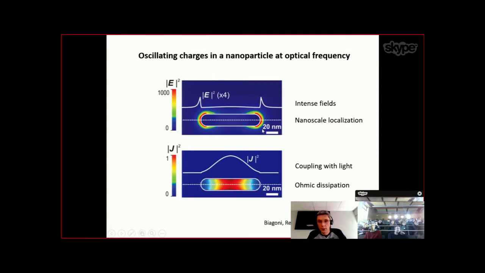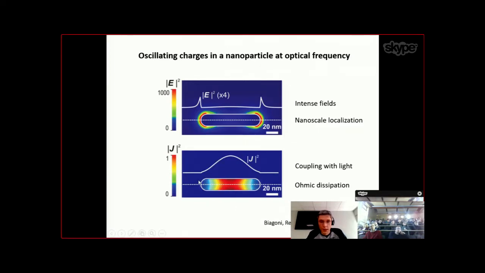Also, this is extremely localized towards the tip. So again, see the scale bar. This is 20 nanometers. So here, within 10 nanometers, you have light that is concentrated. So this is the way also to get light focused on the nanoscale.